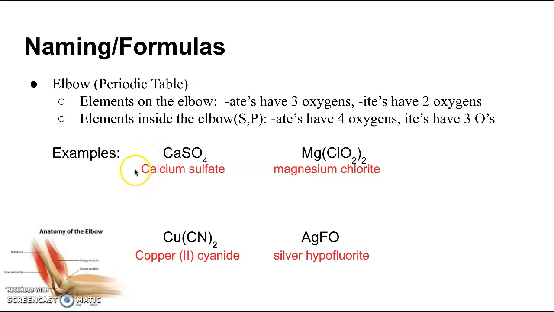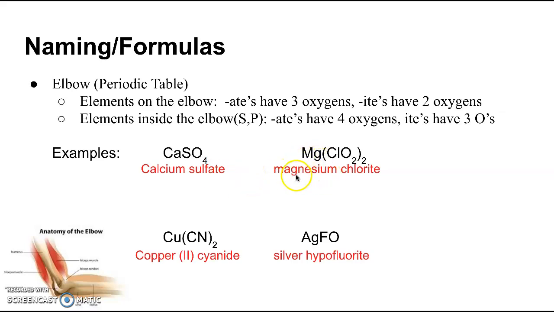So the first one is calcium sulfate. So calcium, you don't change the ending of that positive ion. SO4, that's one of the polyatomic ions. That's just called sulfate. So we don't change the endings of the polyatomic ions. You just take it at whatever's on that list. That's what you're going to use.